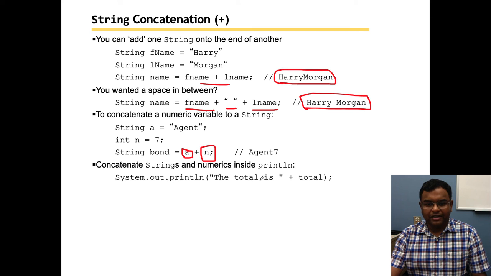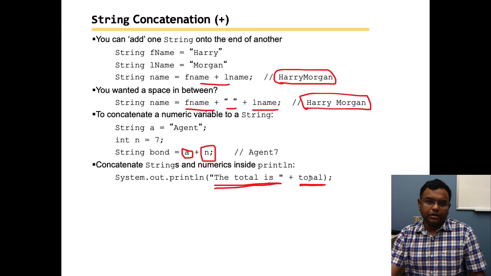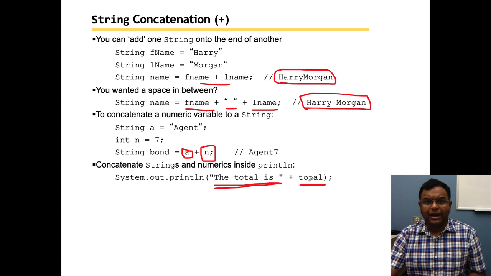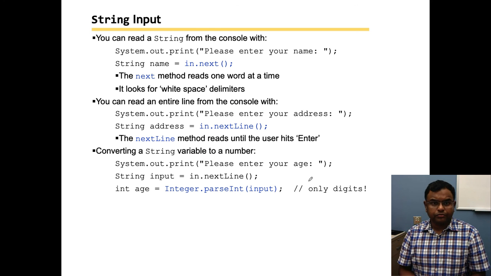Similarly, oftentimes what we do is we put a string message in print, when we are printing to the screen, and then we directly put a plus and the number. So here this message will be printed, and then this number will be printed on the screen. So this is how strings are handled. Let's go to the next.